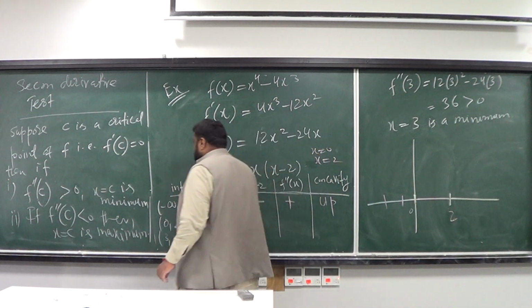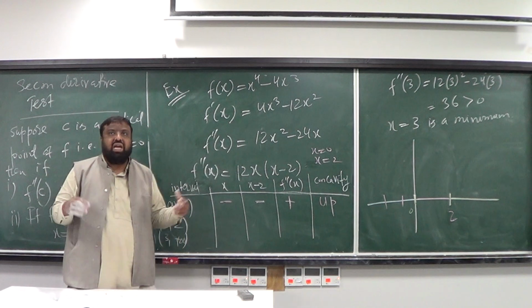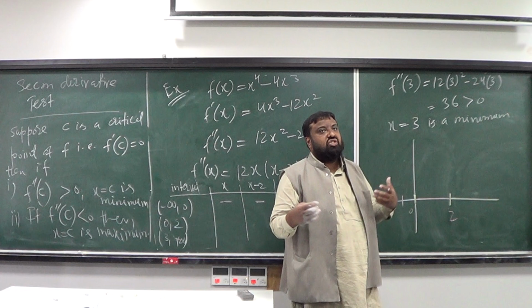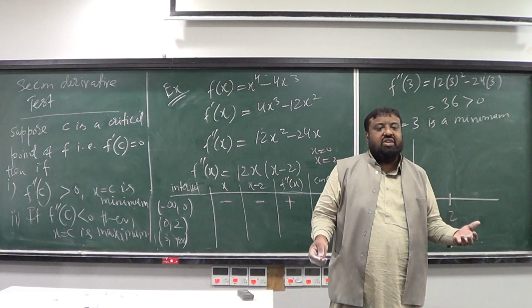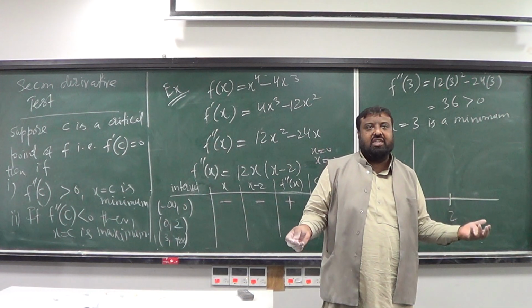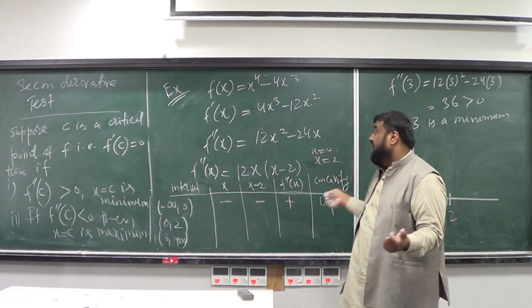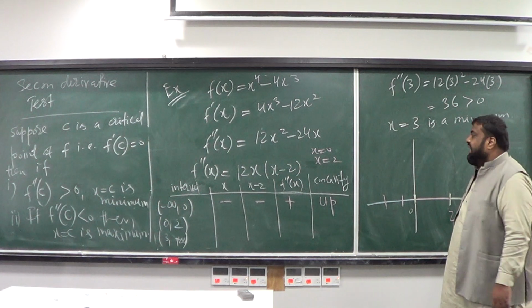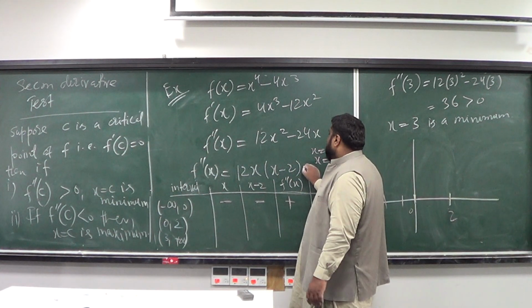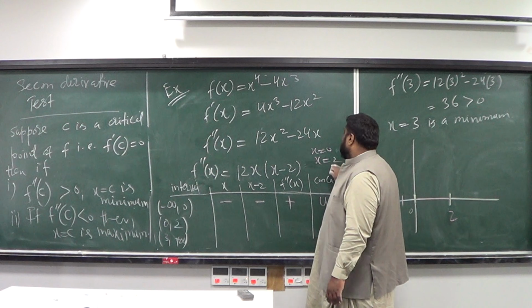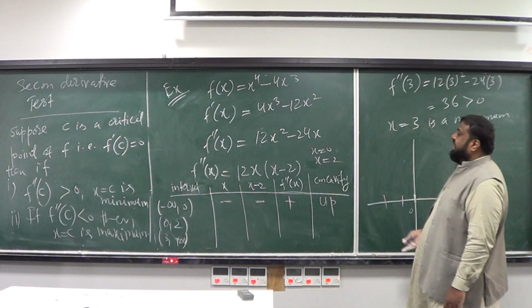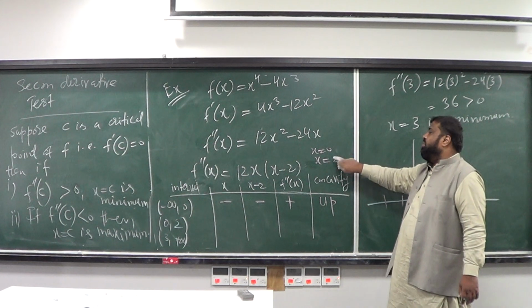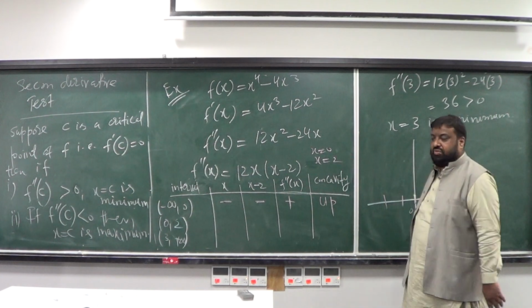So if you want to analyze f prime of x, see where f prime of x is 0, and then see what happens before that 0 and after that 0. Similarly, if you want to analyze f double prime of x, you need to equate that to 0, and the solution is x equal to 0 and x equal to 2. Then see what happens before x equal to 0, after x equal to 0, before x equal to 2, and after x equal to 2.